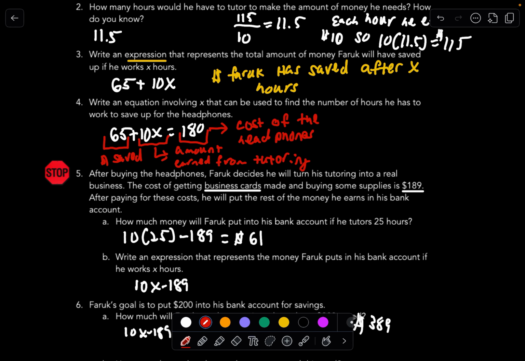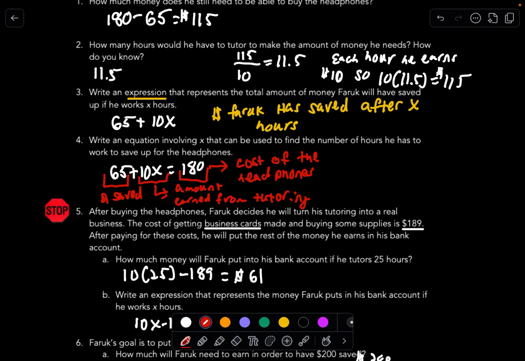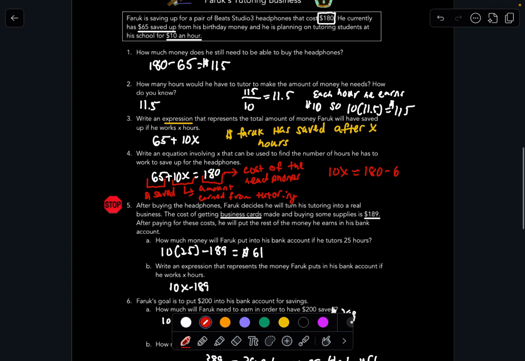Moving on, we could rewrite this as 10x equals 180 minus 65. I subtracted 65.